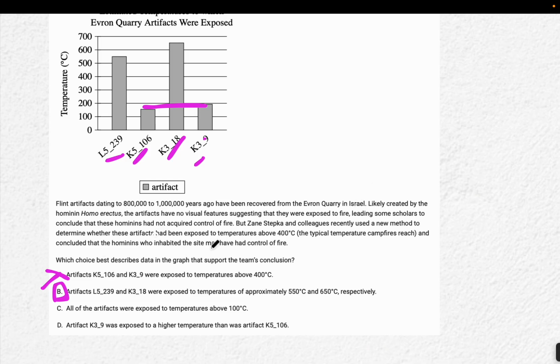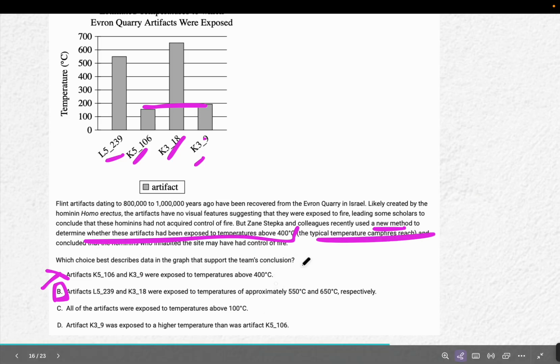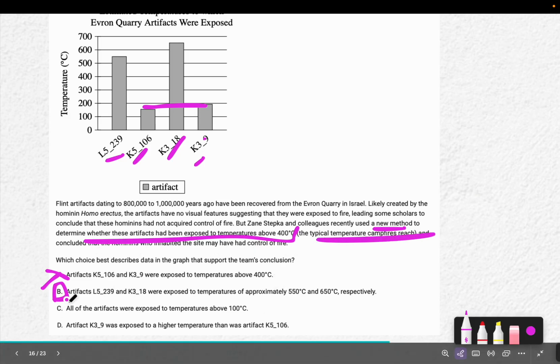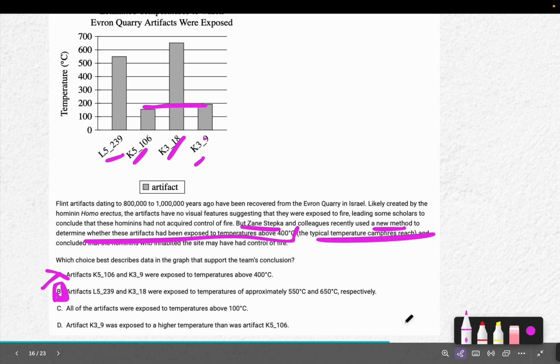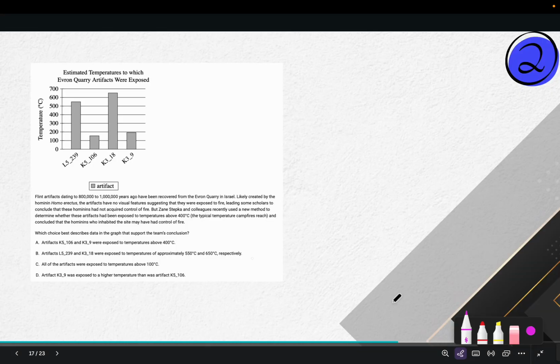The reason for C might be kind of confusing, but it says that colleagues recently used a new method to determine whether these artifacts have been exposed to above 400 Celsius, which campfires typically reach, and concluded they might have controlled fire. So yeah, that's the reason. That's the only reason why we should, as I said, read the last part of the text that's given.